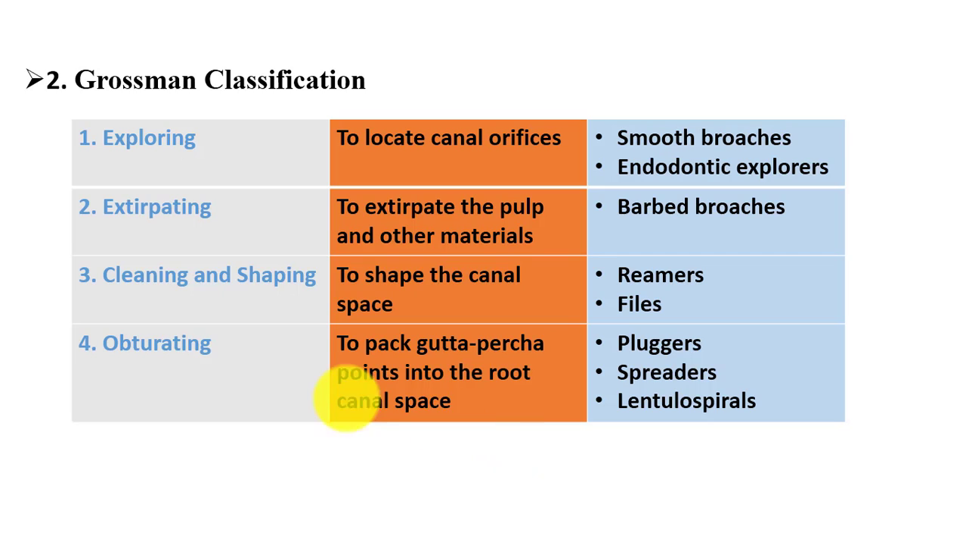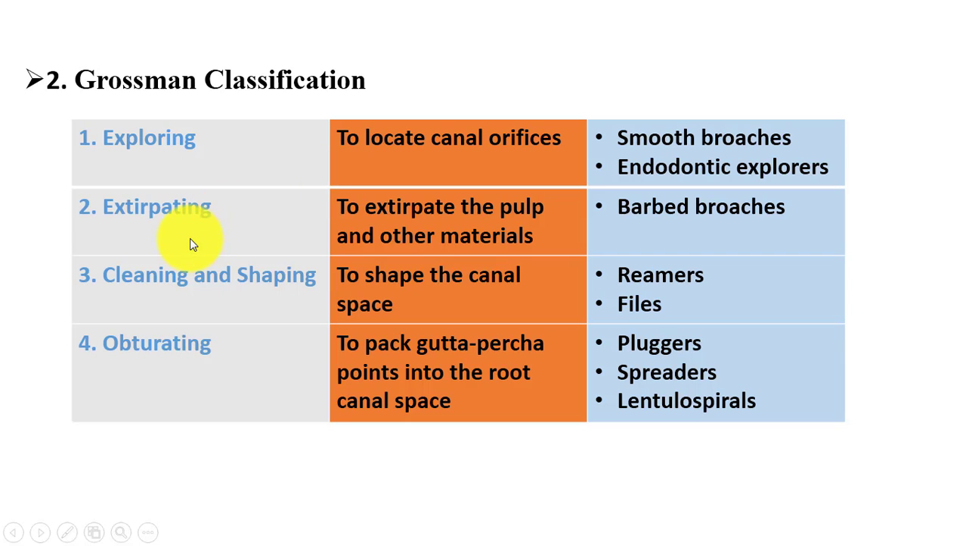The second classification is Grossman's classification. In Grossman's classification, again, there are 4 kinds of endodontic instruments. The first is exploring instruments. As its name says, their function is to locate canal orifices, like smooth broaches and endodontic explorers. Nowadays, endodontic explorers are used, but smooth broaches are not.